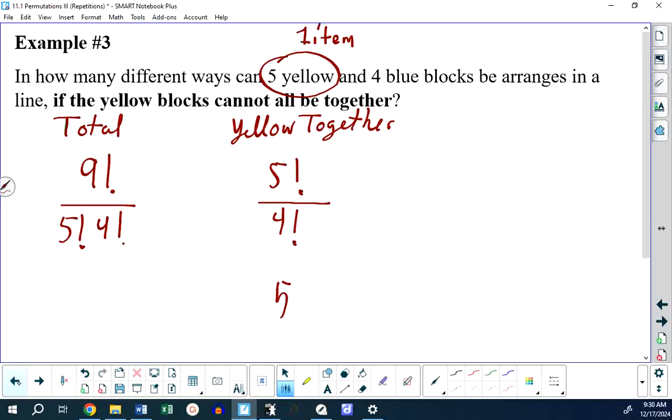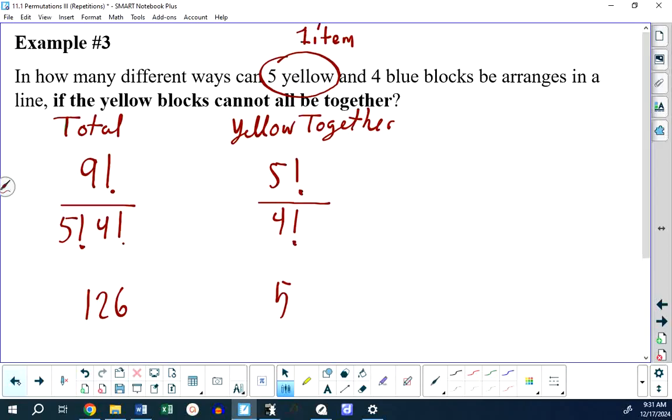What is 9 factorial over 5 factorial, 4 factorial? Have you got it already? What is it? 126. So there are 126 ways to arrange all of these blocks, and of those 126 ways, only 5 of them have the yellow blocks together.